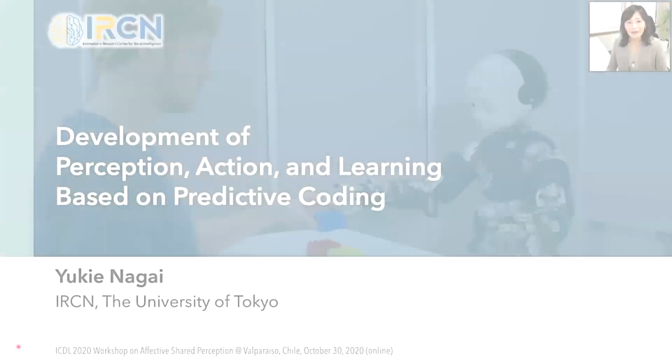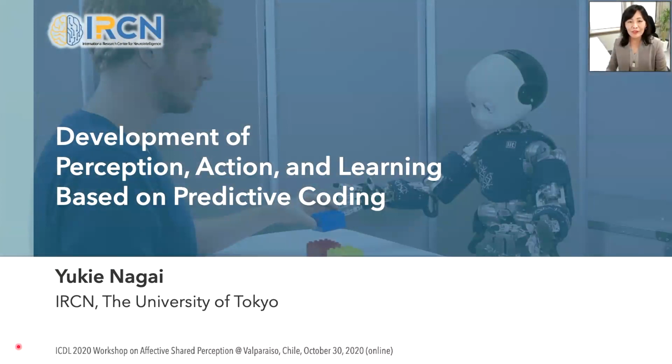The title of my talk is Development of Perception, Action, and Learning. In the last decade, we have been closely investigating the roles of predictive coding as a unified account for human cognitive development. I'd like to share with you our latest research achievement and then discuss how our result can be extended to better account for the underlying mechanism for affective shared perception.